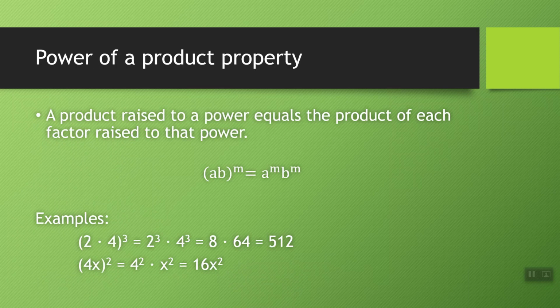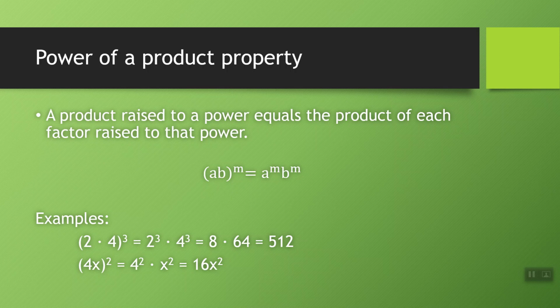And then the last property today is power of a product. The previous one was product of powers. This is power of a product. This says if you have a product, that's a multiplication problem, that's raised to a power, it's going to equal the product of each of those factors raised to that same power.